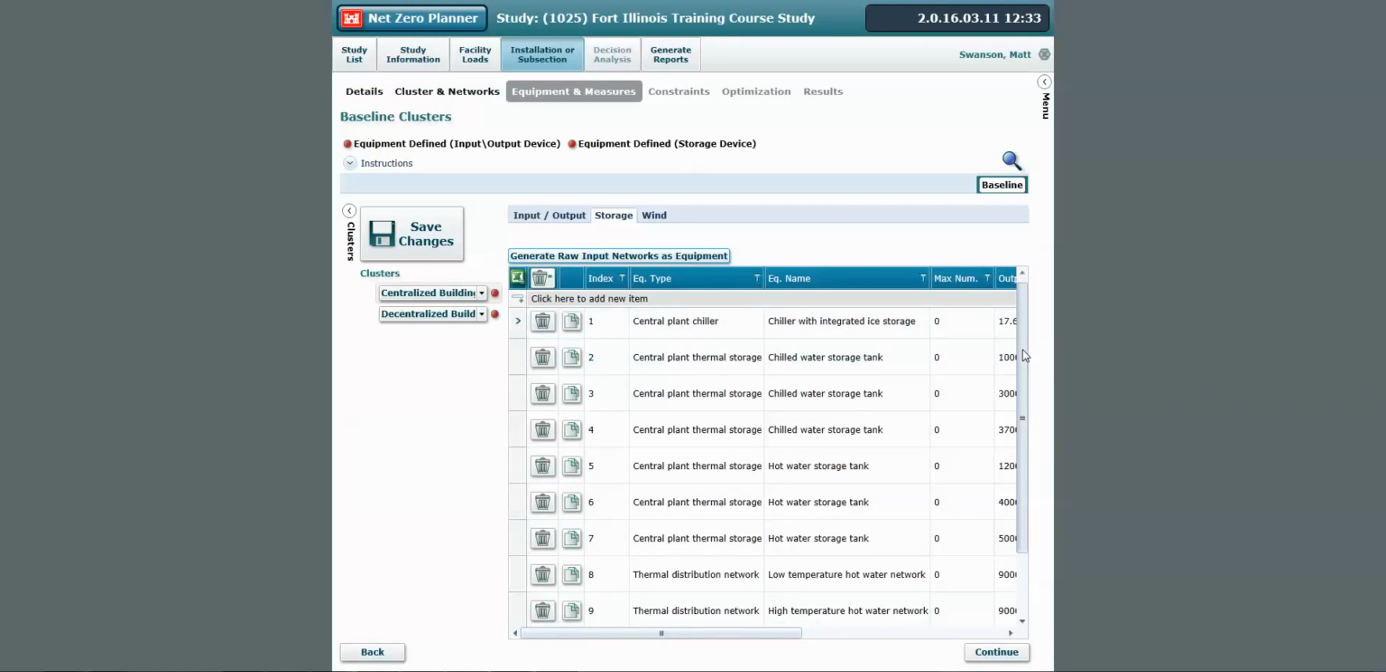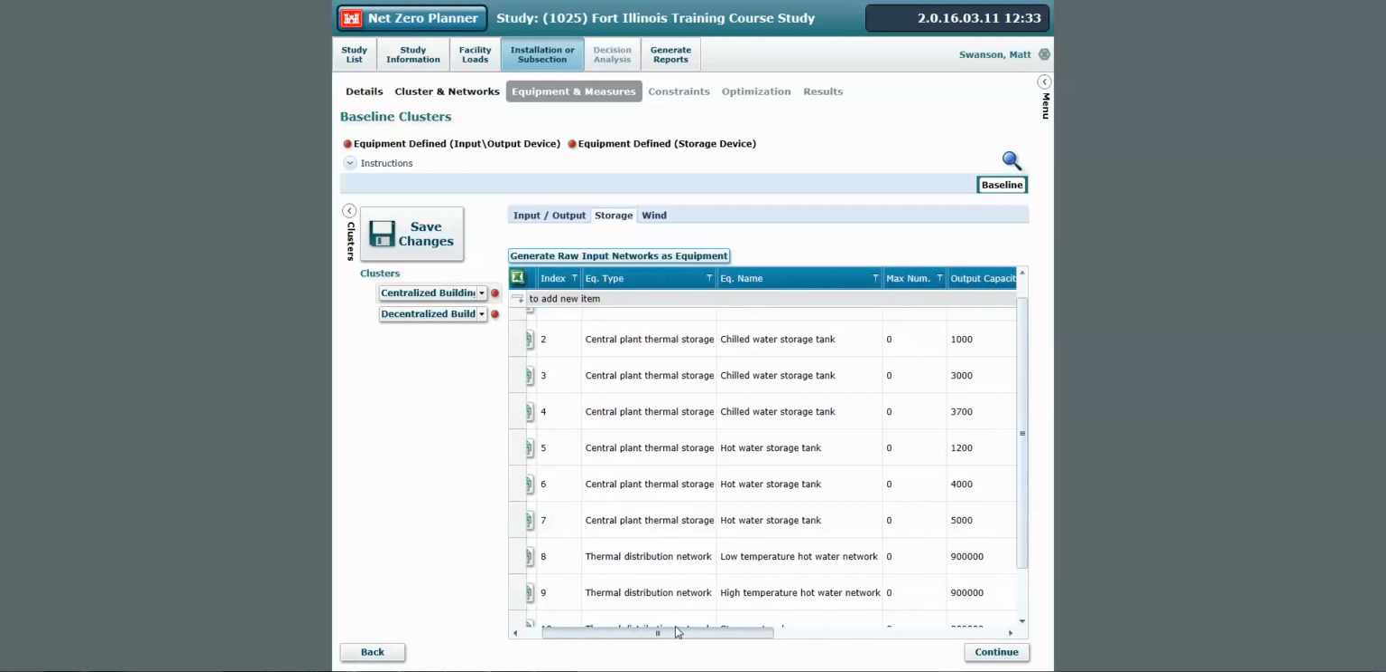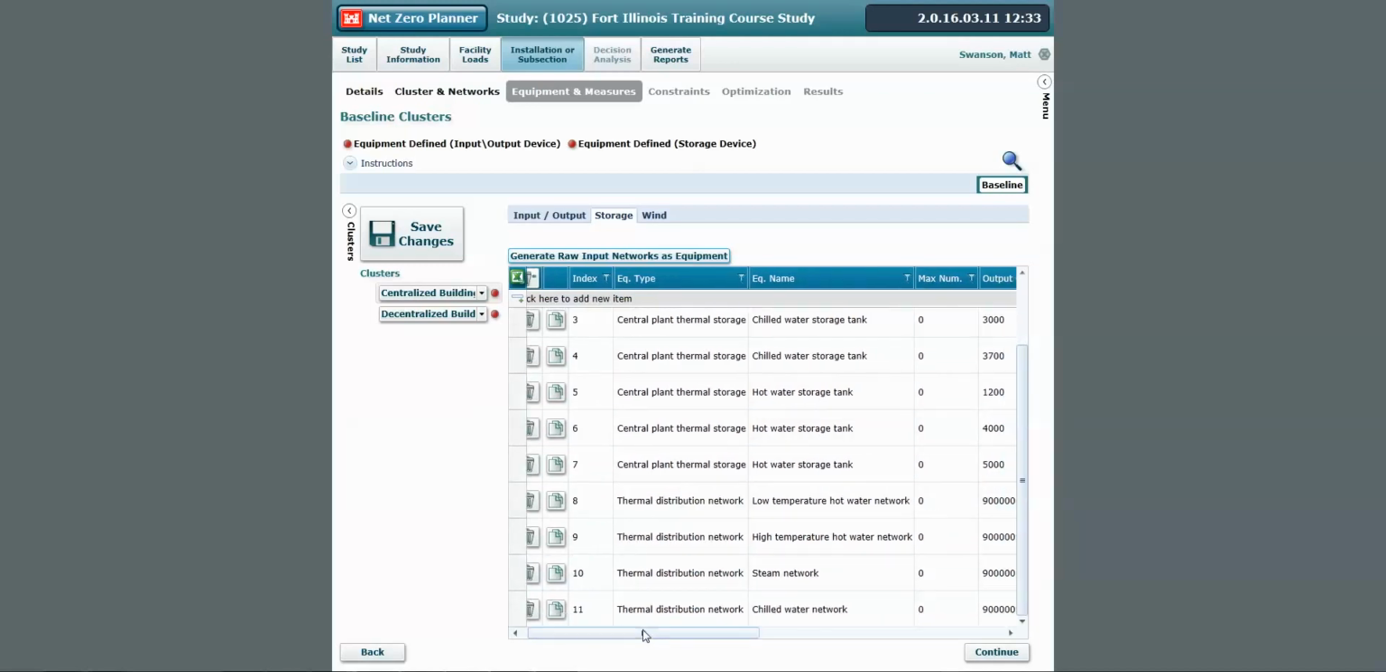So here primarily we have chilled and hot water storage tanks of different sizes. Just like the other list, we have a number of sizes for each technology. That's so that we can have economies of scale come into play. The costs in total are going to go up, but the cost, say, per capacity is going to decrease for these larger systems. And that helps us with the generalized sizing. Okay, and then down here near the bottom, we have a low temperature hot water network, a high temperature hot water network, a steam network, and a chilled water network.